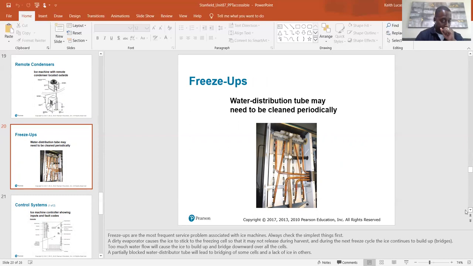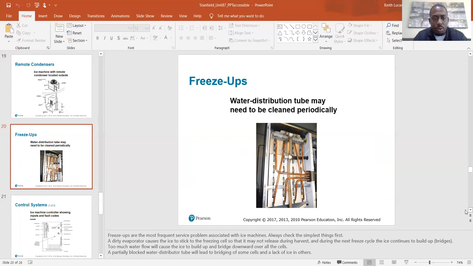Freeze-ups. Freeze-ups are the most frequent service problem associated with ice machines. Always check the simple things first. A dirty evap coil causes the ice to stick to the freezing cells so that it will not release during harvest. And during the next freeze cycle, the ice continues to build up and bridges.